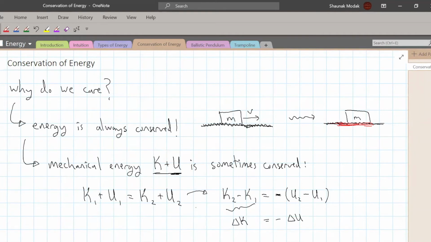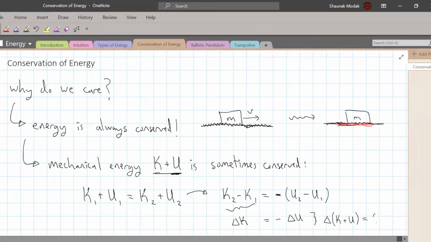Then rearranging this equation slightly, subtracting K1 from one side and U2 from the other, we can see that K2 minus K1 is negative U2 minus U1. So the change in kinetic energy overall comes from an opposite change in potential energy. You can kind of see this by adding it to both sides, that this is the same thing as just the change in kinetic plus potential energy is zero. So mechanical energy is conserved.